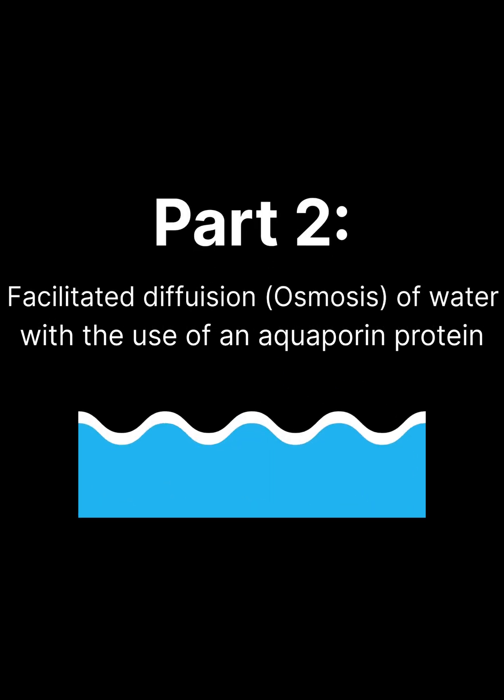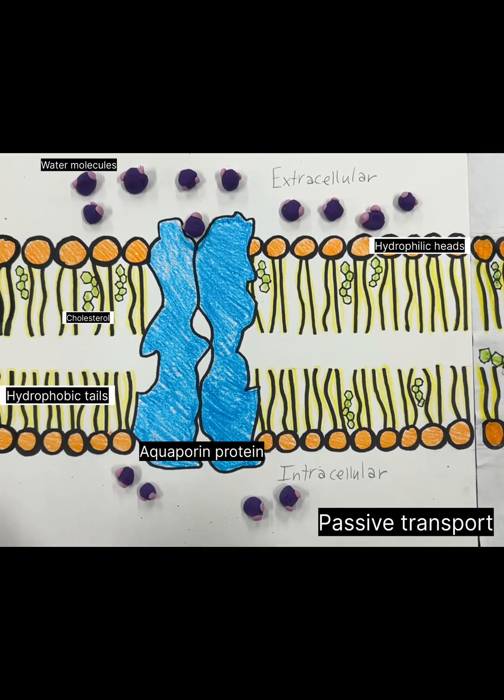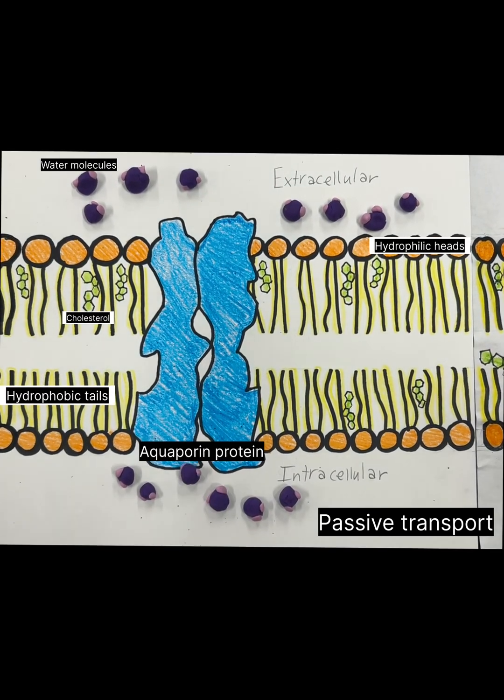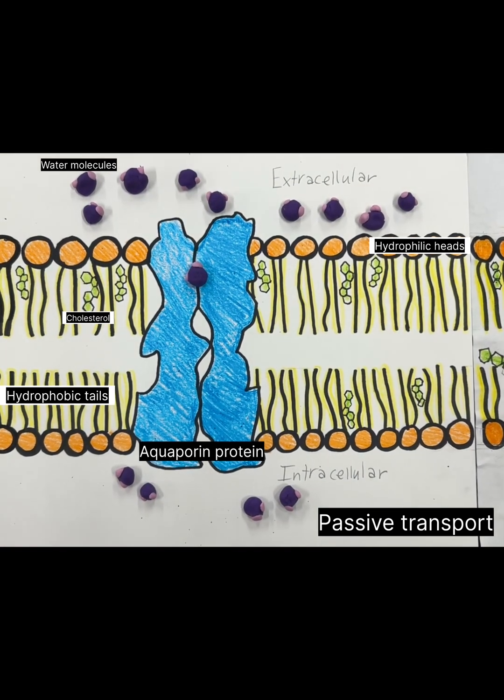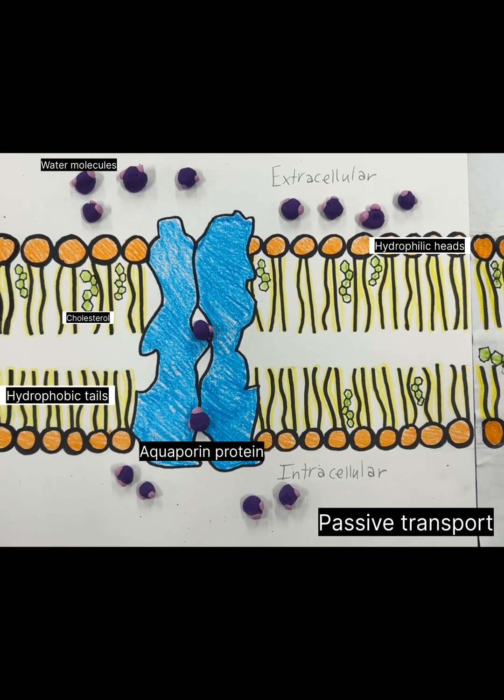Part 2. Facilitated diffusion of water with the use of an aquaporin protein. In this model, the process being shown is the facilitated diffusion of water, also known as osmosis, into the cell with the use of an aquaporin protein.